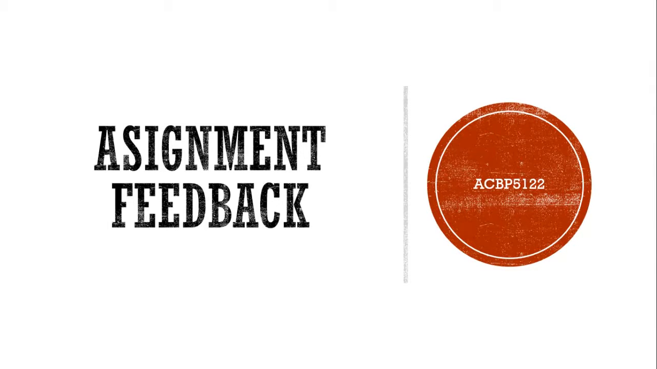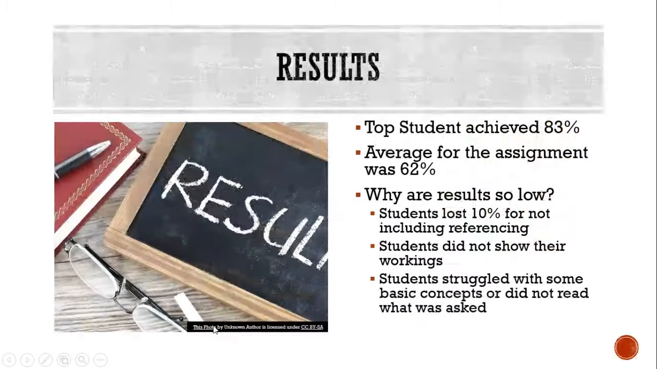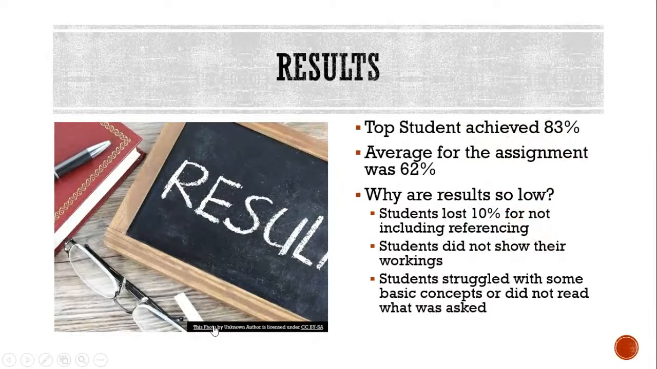Okay, welcome back everyone. So in this session, we're going to look at the assignment and give you some feedback on that. So let's quickly look at how the results for the assignment were. The top student achieved 83%. They would have actually received more, but a lot of students lost marks due to referencing. The average for the assignment was 62, which is not that great, seeing it's an open book thing.